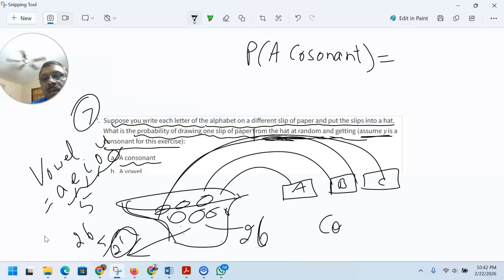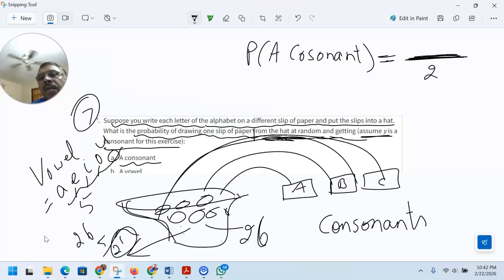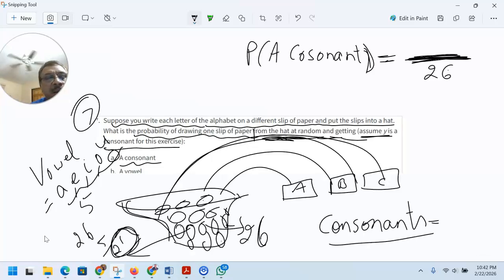consonants. So the probability of getting a consonant: altogether there are 26 letters, because each of these slips has a letter A, B, C, D until Z. So there are 26 of them, and that 26 is the denominator. The top one is the number favoring the consonants. The total number of consonants is 21. So that goes on top, 21 over 26. We are done.